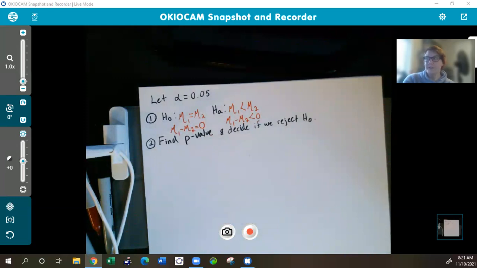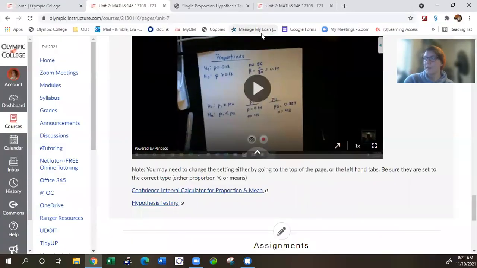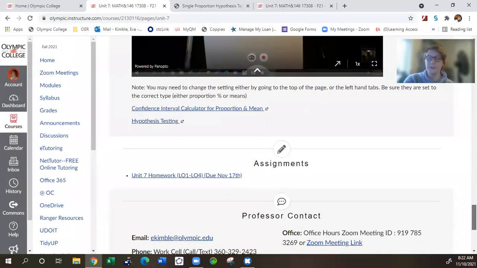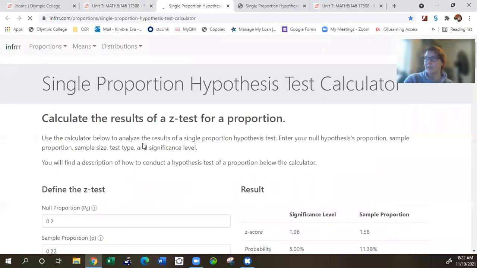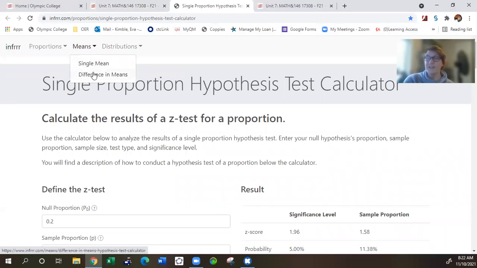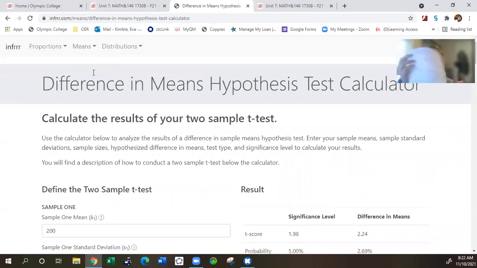For the second part, it wants us to find the p-value and decide if we reject H0. So if we go to unit 7, and you go down to the technology section right above your actual assignment, you're going to see the hypothesis testing website. If we click on that, it takes you to this website. We have to change a couple things because right now it's on single proportion, which means one sample with percentages. What we want to do is look at means, actually the difference in means. Remember, difference in means means you're looking at two means, not just one. So we click on difference of means.